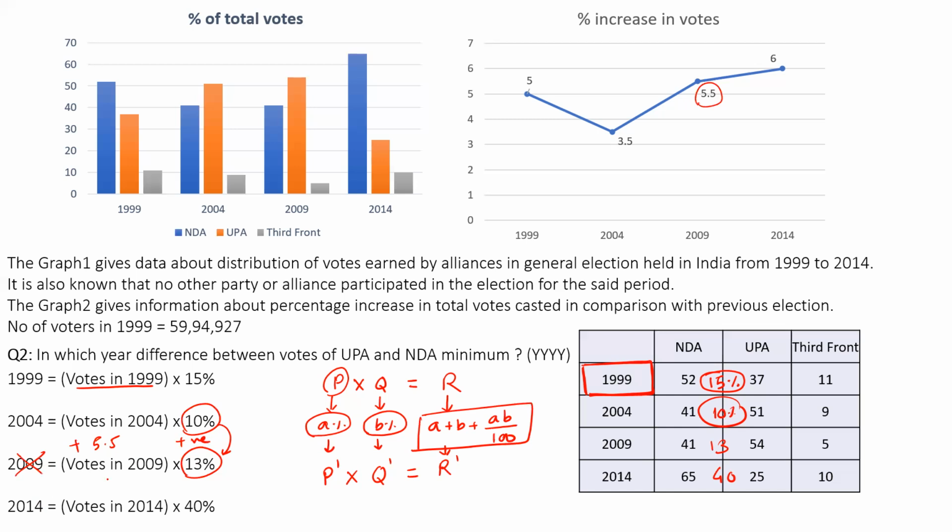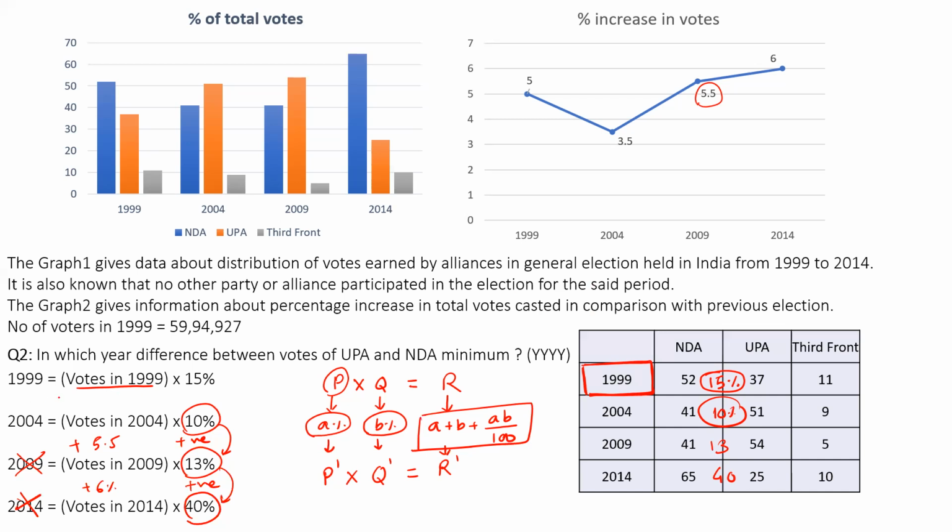Similarly, in 2014, if you compare, votes are going up by 6%. Also, for vote share, there is a positive percentage change. So again, I can say that the difference in votes in the year 2014 is more than 2009. So hence 2014 cannot be my answer.